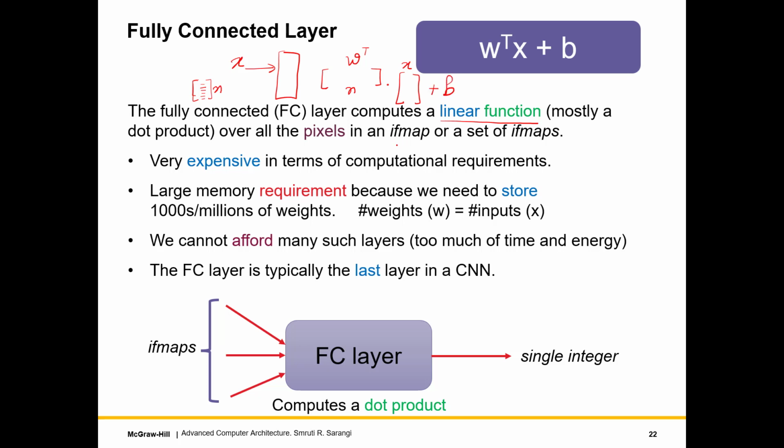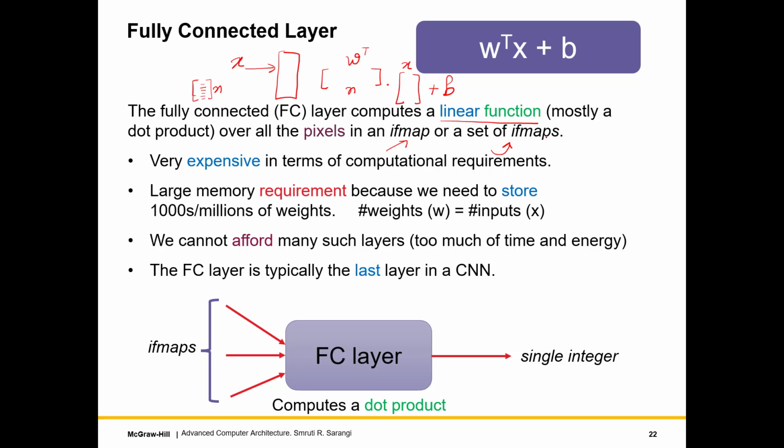This could be done for the pixels of one IF map, or for multiple IF maps with their own separate weight vectors, and then we could add the results. So this again is a possibility. But whatever be the case, the key point is this.